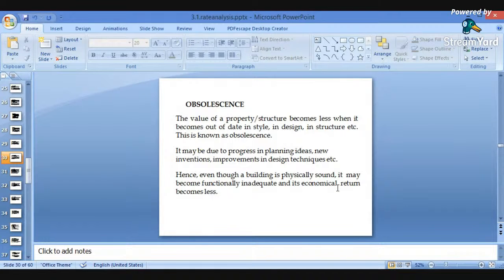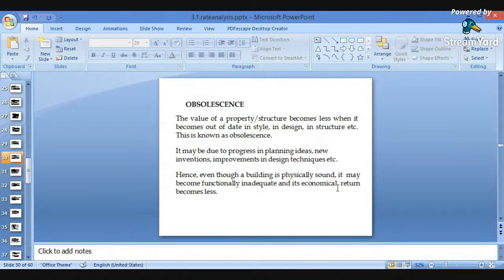It may be due to progress in planning ideas, new innovations, improvements in design techniques. Nowadays more design techniques are used, more innovations have been made, more planning, advanced equipments or advanced techniques have been used related with the constructions, related with the various equipments used in the constructions. So by considering all these, the value of the property will be decreased.